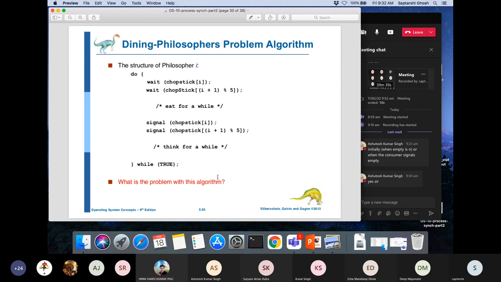Simple. But then there is a problem with this algorithm. Can you identify what? If you have any questions, ask. Otherwise, this is a question from my side, that there can be a problem with this algorithm. So what is it?